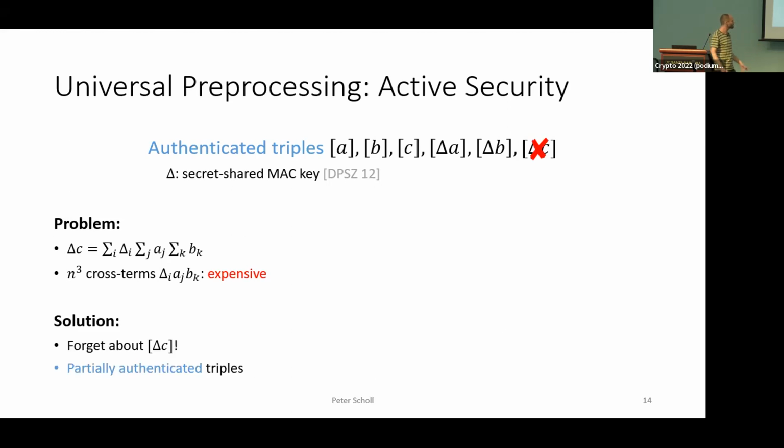So instead, we just take, I guess, the most obvious solution, which is just to forget about this last term of the authenticated multiplication triple and see if we can make the online phase of the SPDZ protocol work without this. So we'll have this universal preprocessing, which now outputs partially authenticated triples without the last term, where we use this passively secure degree 2 approach from the previous slide to generate all the other terms.